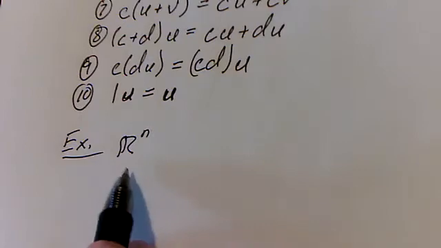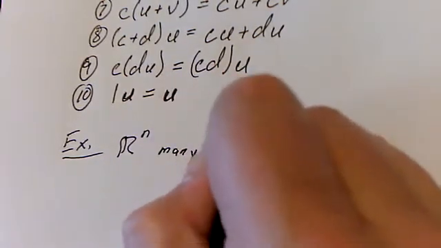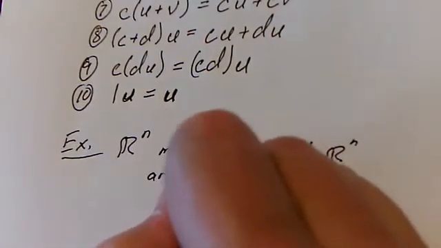Now, within these vector spaces, many subsets of Rn are also vector spaces.